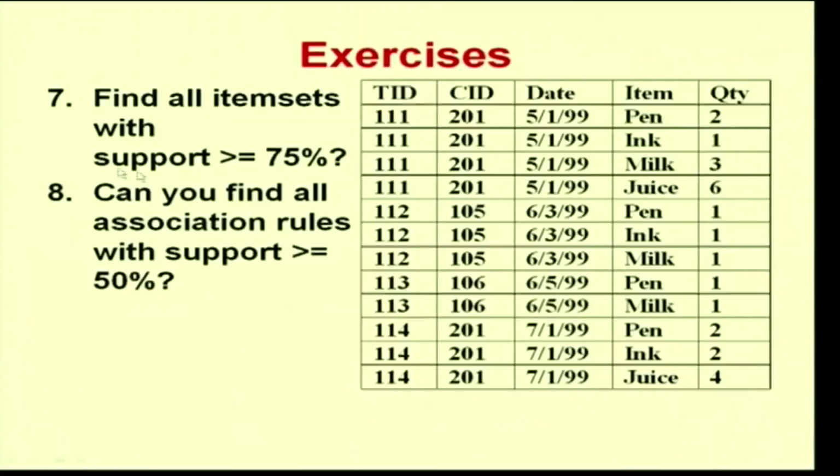Now, in the student database, basically market basket is for transactions. So, what do you think will be in the student database, what do you think will be the transactions? Then these are 2 exercises I want you to do. Find all sets with support greater than 75. Can you find all association rules with support greater than 50% for this example?